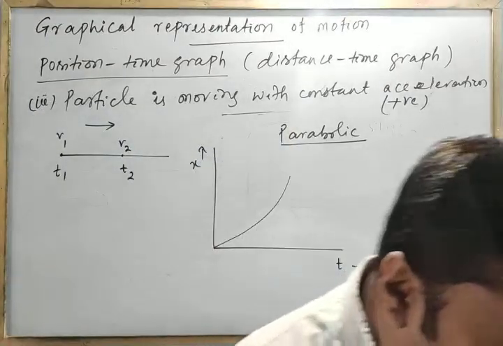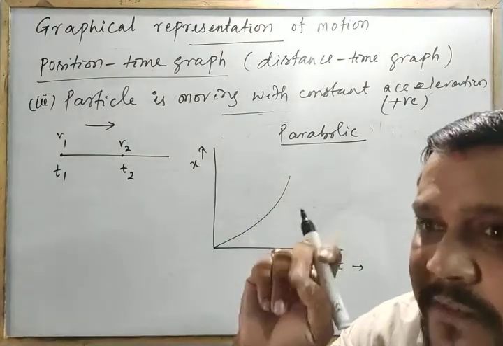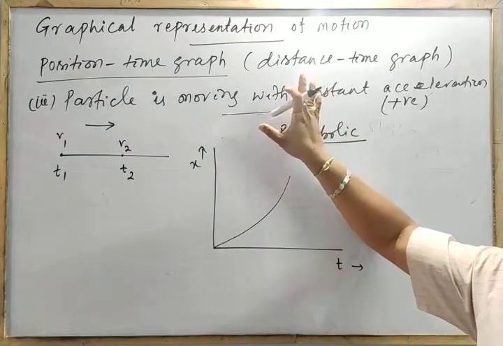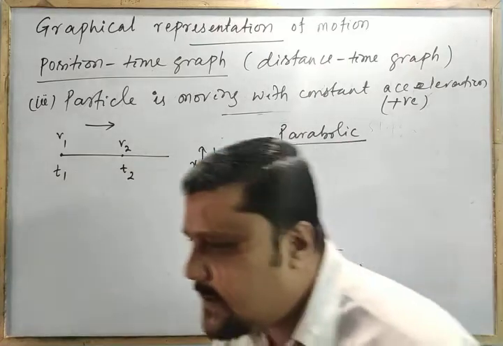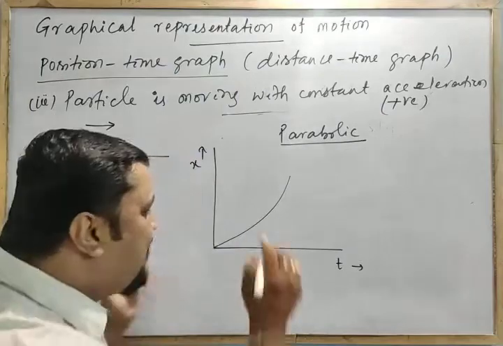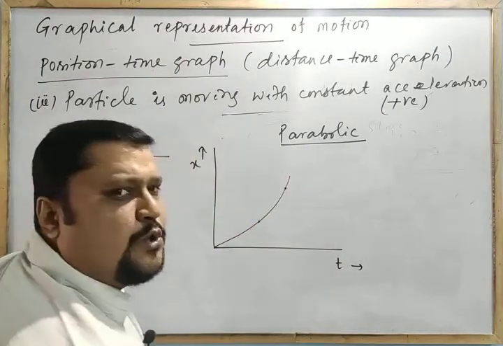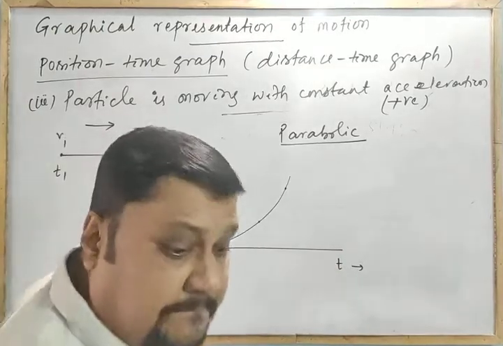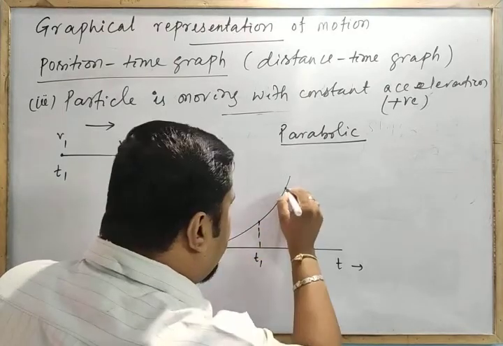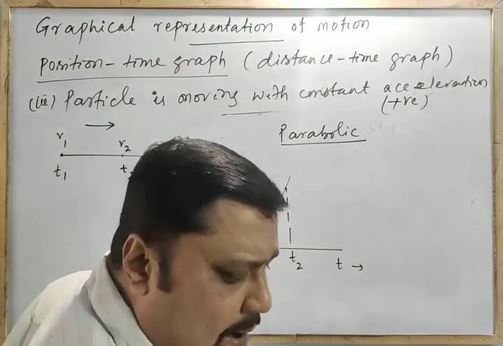Then remember, if we plot this position time graph for constant acceleration and take the slope, what will the slope of the line give us? The slope of the line will give me the velocity. Very good. So suppose I find the velocity at this point and the velocity at this point, two positions. Now check this one. At time t1, what is the velocity? At time t2, what is the velocity? I will take the slope. So to find the slope, what will I do?